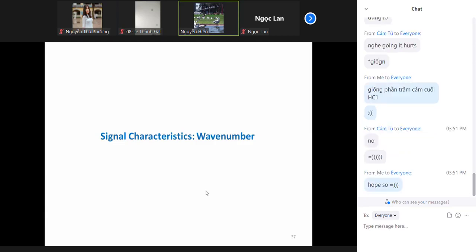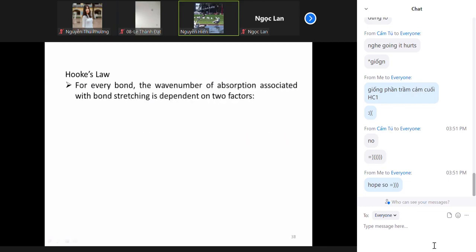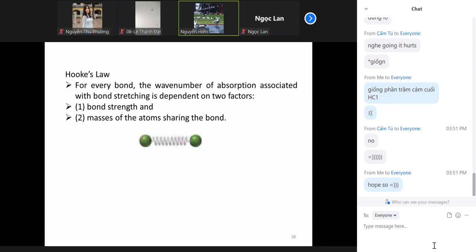Okay, so signal characteristics. The first characteristic is wave number. So remember, the wave number tells you the position of the signals. So first, you have to imagine that your bonds look like springs. When you imagine your bond is like a spring, you can understand that the wave number of absorption depends on two factors. And the masses of the atoms that make up the bond. So this is two balls connected by a spring.